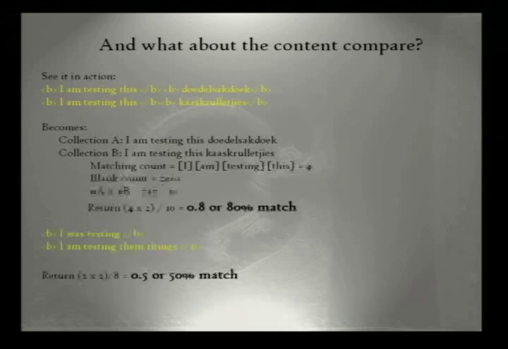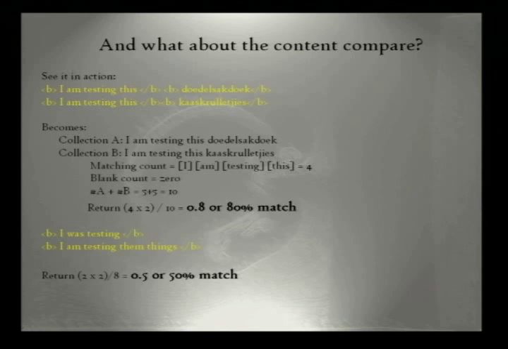Now, this is what it looks like. Let's say I'm testing 2 strings. The first string is I'm testing this doodle sakduk. And the second string is I'm testing this kaas krulletjies. Then collection A is I'm testing this doodle sakduk, and collection B is I'm testing this kaas krulletjies, because now we split on all those different things. There are 4 words matching within the 2 collections. The blank count is 0, the number of items in collection A is 5, and the number of items in collection B is 5. So our return is an 80% match, 0.8.